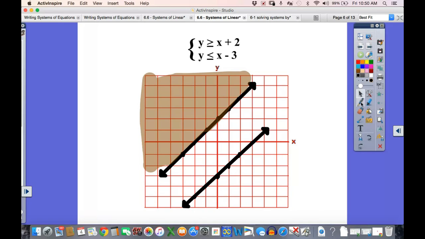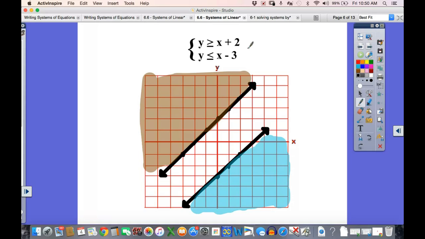Okay, so what do we know about the lines? All right, let's shade first. So let's pick another color. We'll pick light blue. This is less than, it's going to be below the line. So what do we see? The solution is where the two shaded regions intersect. So if we look at the solution, there is no solution. You know why? Because the shaded regions do not intersect.